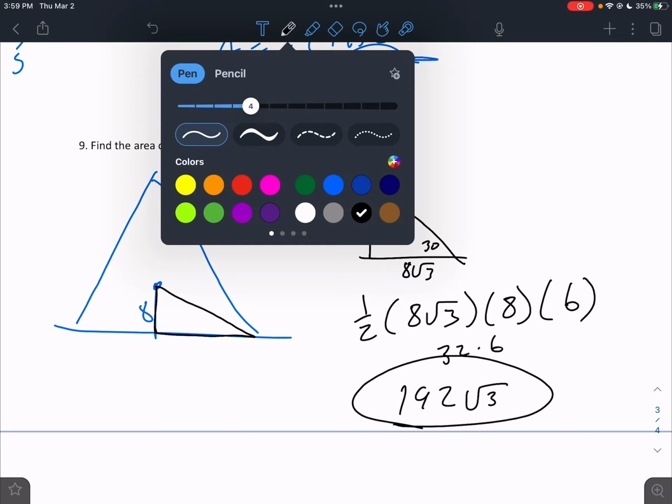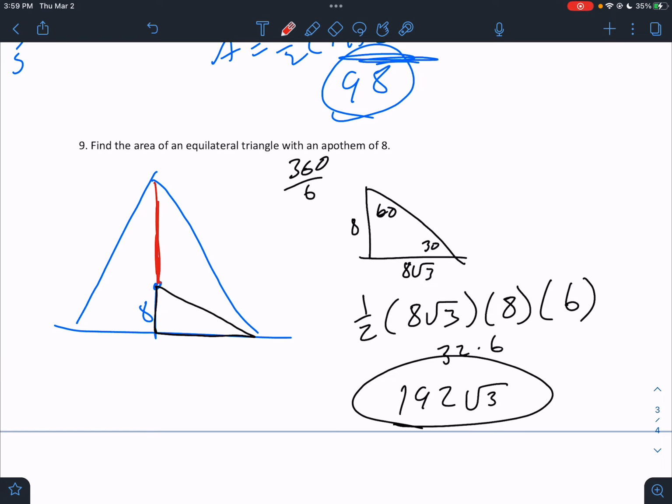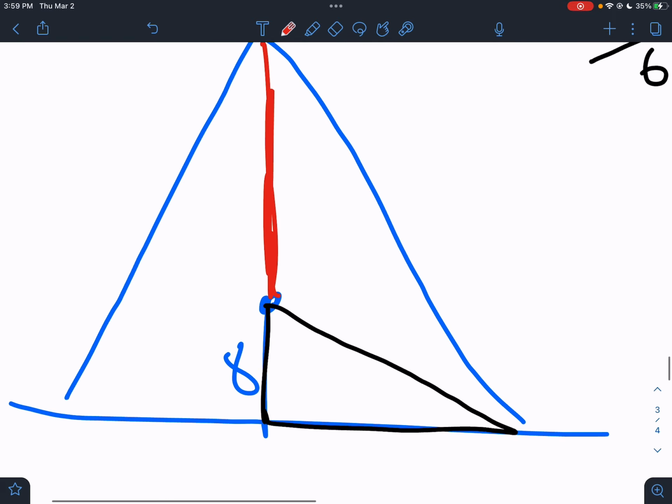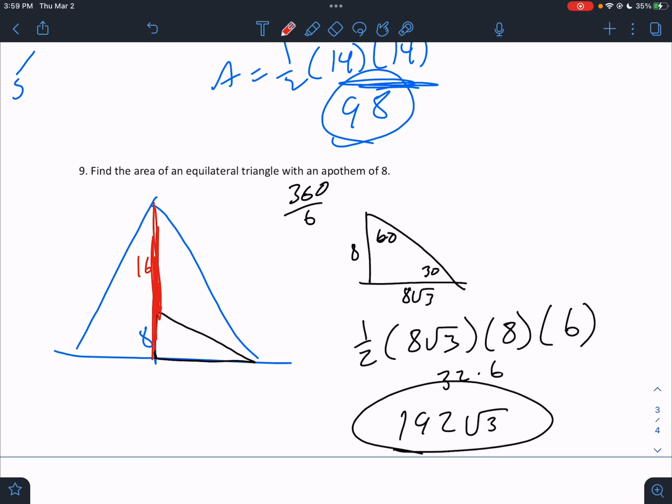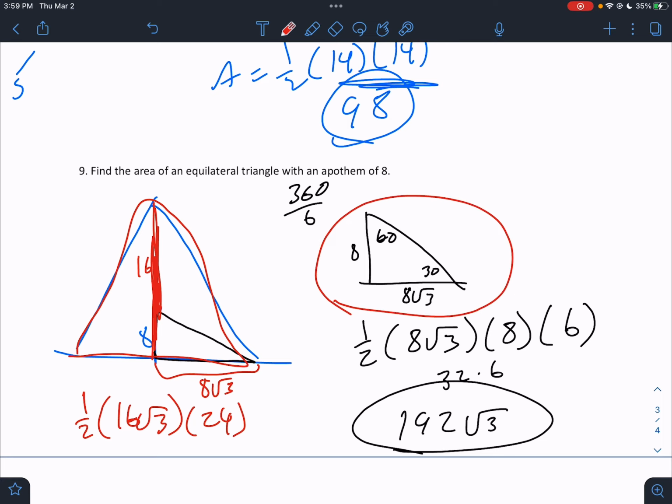Here's a high-level maneuver. I didn't even show this in class, but you could get this number. If you remember back in the day, we learned that on an equilateral triangle the median is split 1/3, 2/3. So this would be 16, and this would be 24. Then this piece, 24 divided by root 3, would be 8 root 3. So you could do 1/2 times 16 root 3 times 24, and you'd get the same answer. That's doing it on the whole triangle. I think it's a little bit easier to treat it like a polygon.